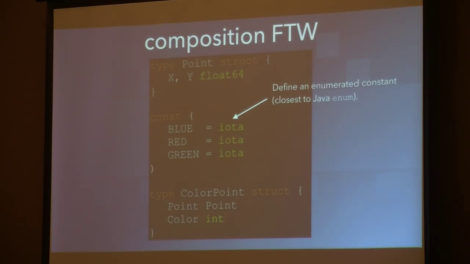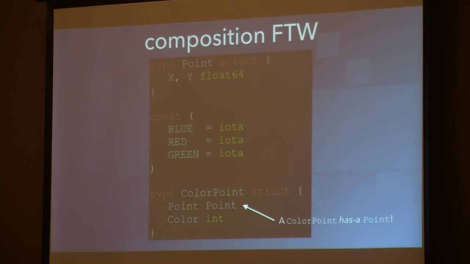But essentially what this does is, inside of a const declaration, iota starts at 0. Every time iota appears, it increments. And so this ends up being blue 0, red 1, green 2. And you can use iota in the context of an expression and do calculations on it as well. So it's an interesting way to build this thing up.